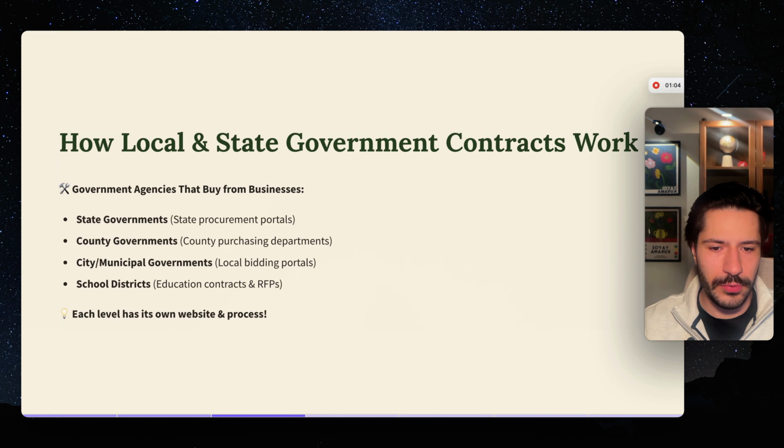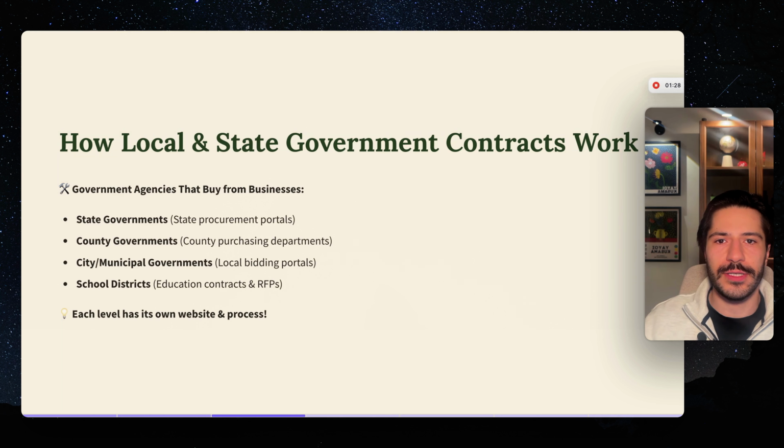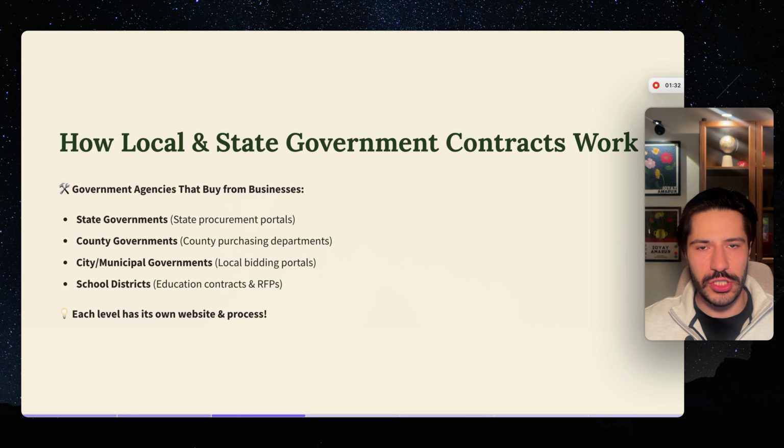It would have its own purchasing department, and they would have their own website, and you would have to register with them. And then the same on the city, and finally the school district level. As I've mentioned, each one of these would have its own website and its own process. So for example, if you're registered in the state of California, that does not mean that you can do business with the city of Los Angeles. It's completely different websites, two different registration processes, and so on.